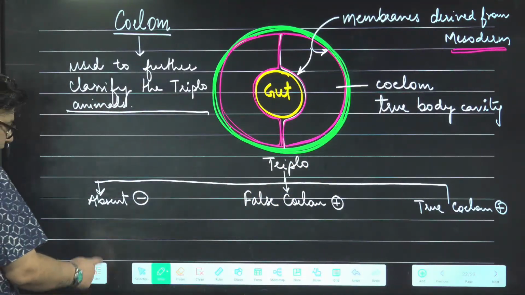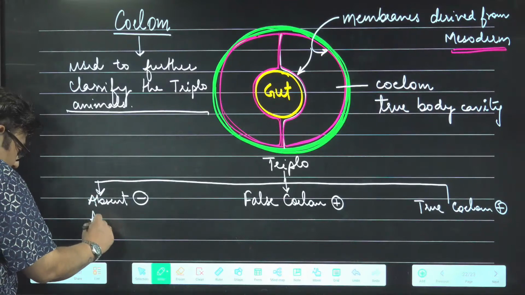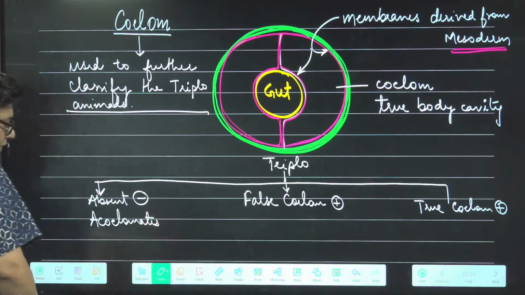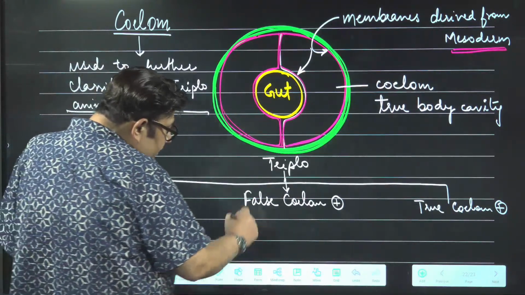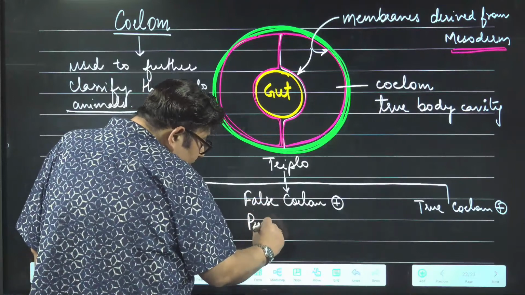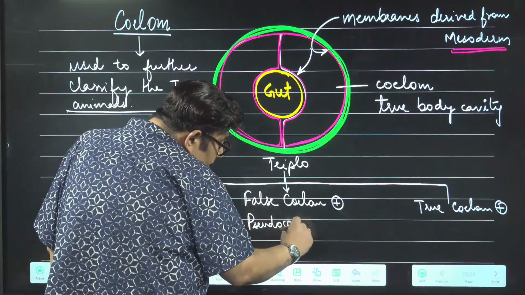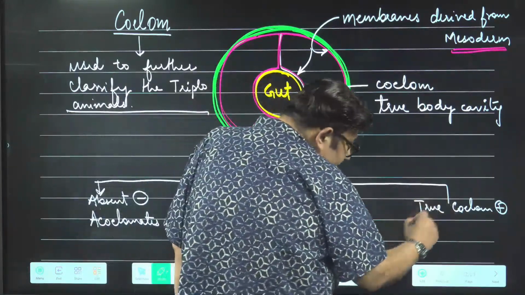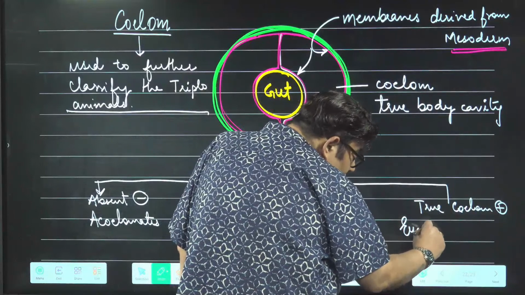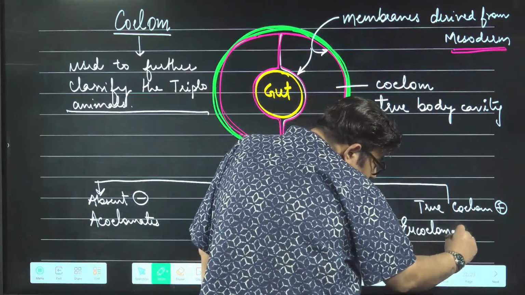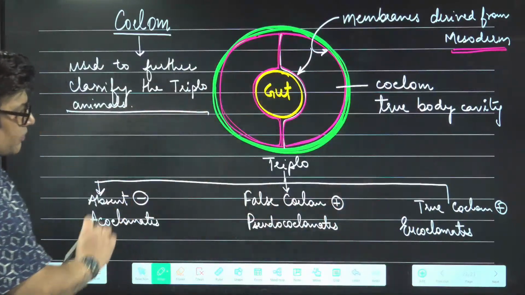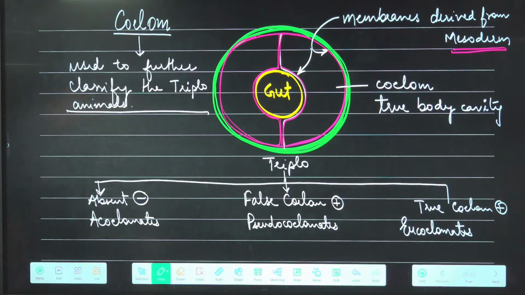Let us use the terms. When it is absent, these animals are known as acoelomates. So acoelomates are those that don't have the coelom. False coelom animals are known as pseudocoelomates. And those where a true coelom is present are known as eucoelomates. Sometimes people also use coelomates, but ideally it should be eucoelomates. So acoelomates, pseudocoelomates, eucoelomates.